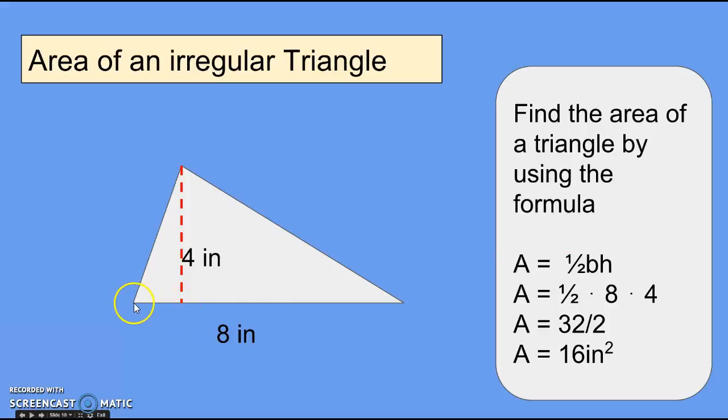And just make sure that when you take the base, you start at one vertex and take it all the way to the other vertex. Do not cut this at the imaginary height line. Replace your variables, same as before, and solve. The area of this triangle is 16 square inches.